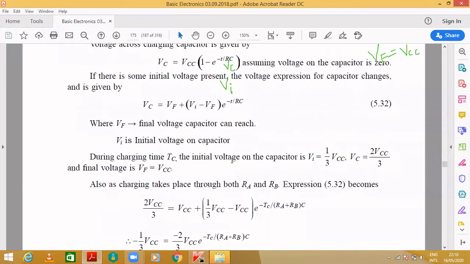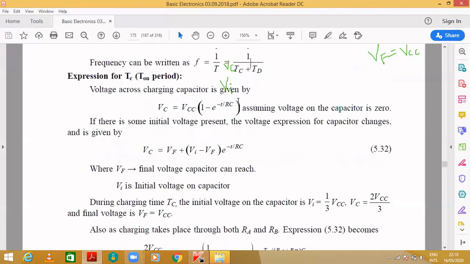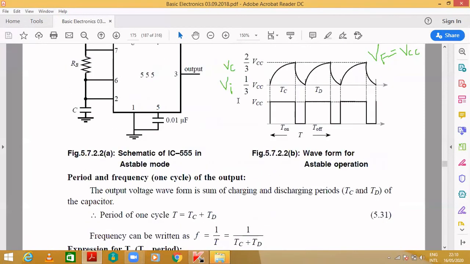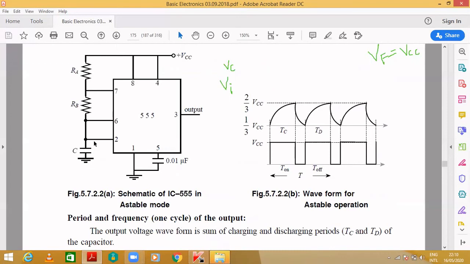This time, I am calculating for the charging time, so replace small t by Tc. Then it is charging through, you remember the explanation I have given, the capacitor starts charging through Ra and Rb. Why? Whenever the transistor becomes off, I'll show this.